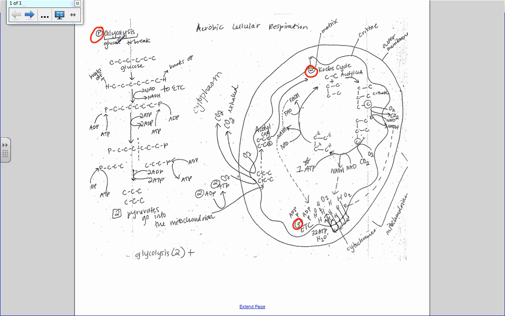So, what does glyco make you think of? Okay, so it should make you think of glycogen and glucose. So, glyco should make you think of glucose, and then lysis is to break or to cut. Okay, so glycolysis is where we're going to cut glucose in half, basically.